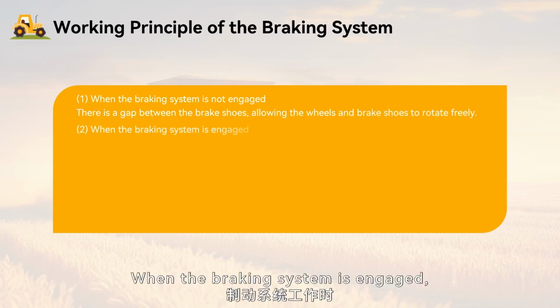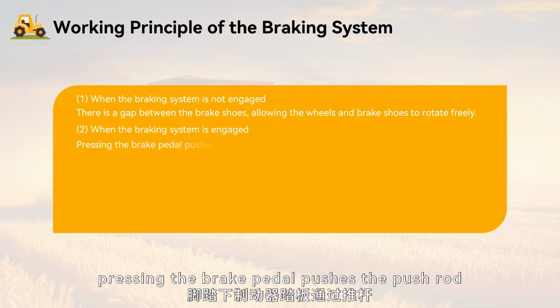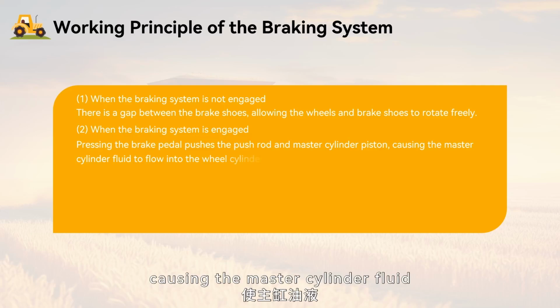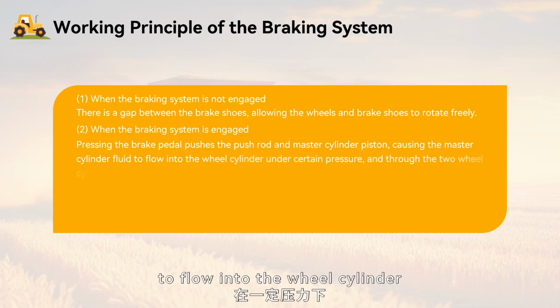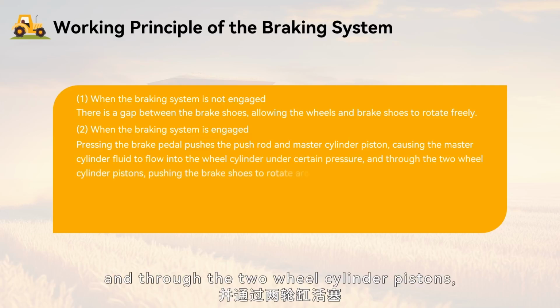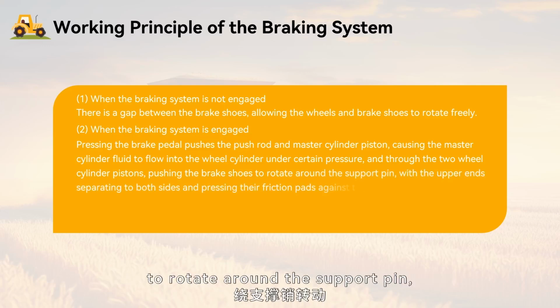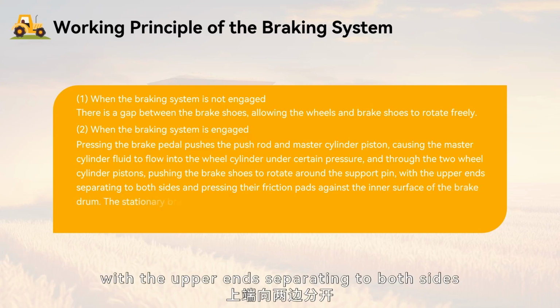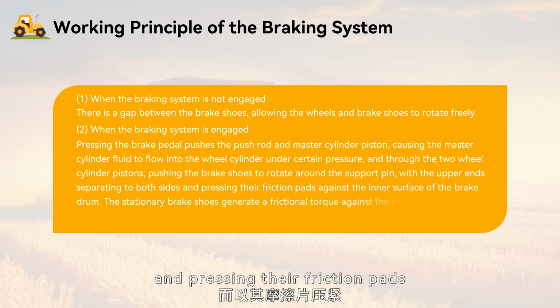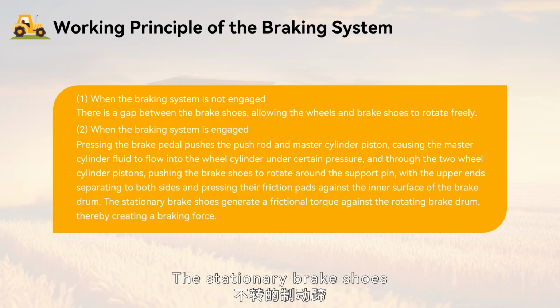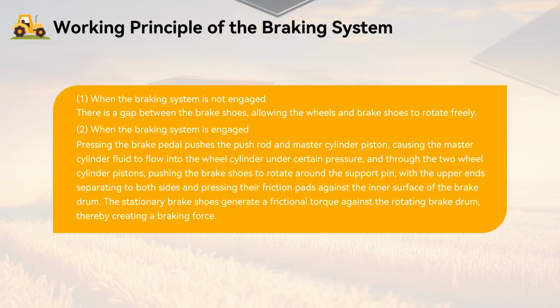When the braking system is engaged, pressing the brake pedal pushes the pushrod and master cylinder piston, causing the master cylinder fluid to flow into the wheel cylinder under certain pressure, and through the two wheel cylinder pistons, pushing the brake shoes to rotate around the support pin, with the upper ends separating to both sides and pressing their friction pads against the inner surface of the brake drum. The stationary brake shoes generate a frictional torque against the rotating brake drum, thereby creating a braking force.